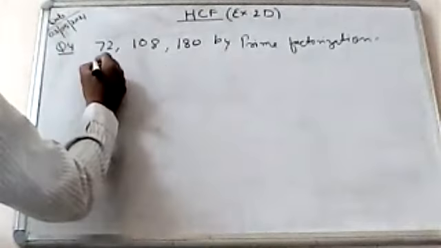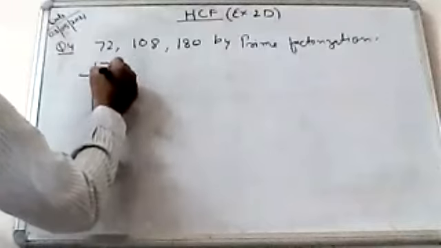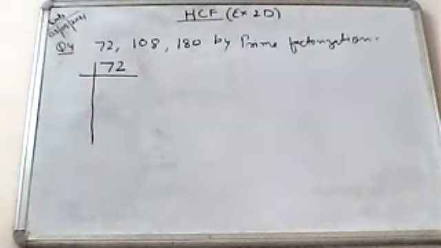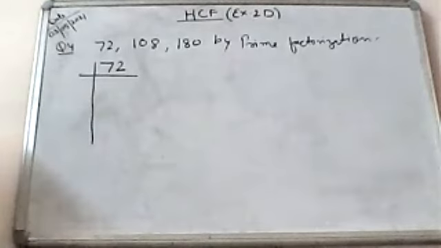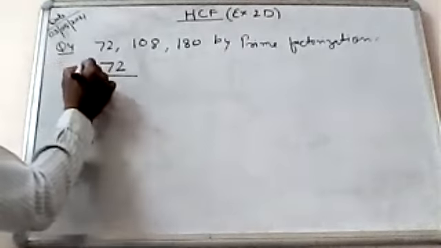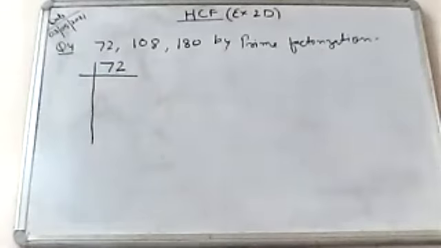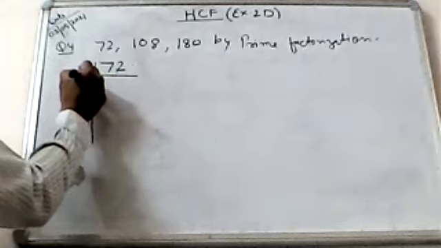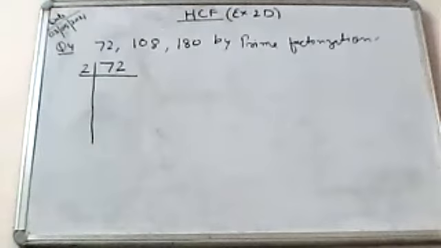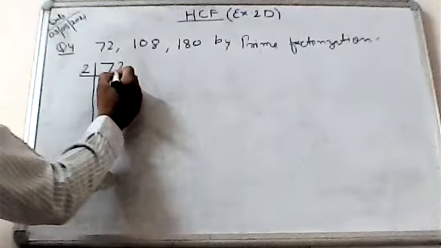Now, first 72. Now I'm going to find the prime factorization of 72. Clear? Don't speak anyone. Now first, the smallest prime factor, 72 में जाएगा, smallest prime factor का क्या जाएगा? 2, because the smallest prime factor is 2, and we can divide by 2.